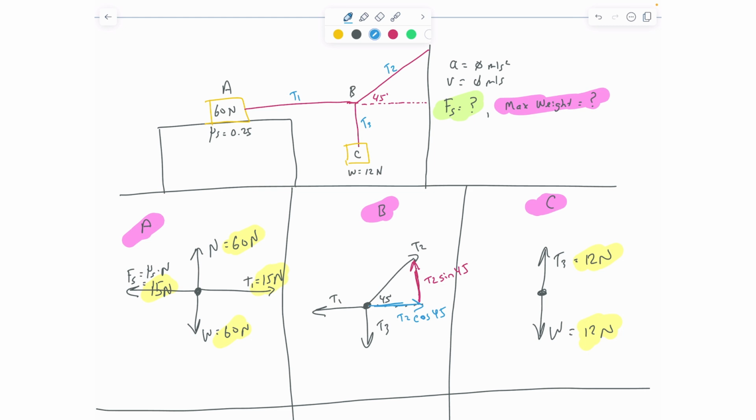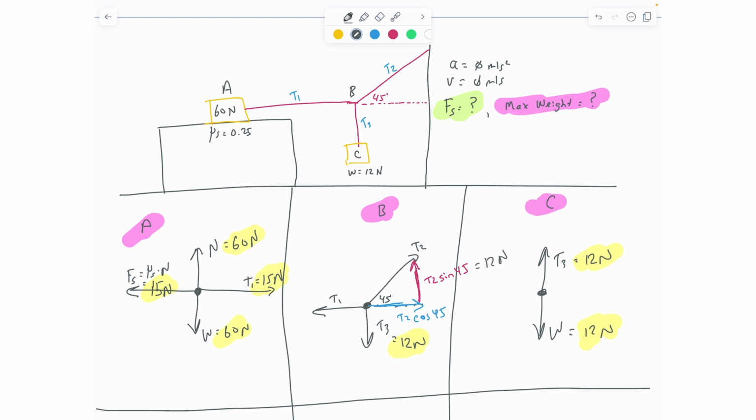T3, which is right here, is 12. So if that's 12, then this T3 also has to be 12 newtons. Okay? This also has to be 12. And if that's true, that's pulling it down. If that's true, then this also has to be 12 newtons, right?